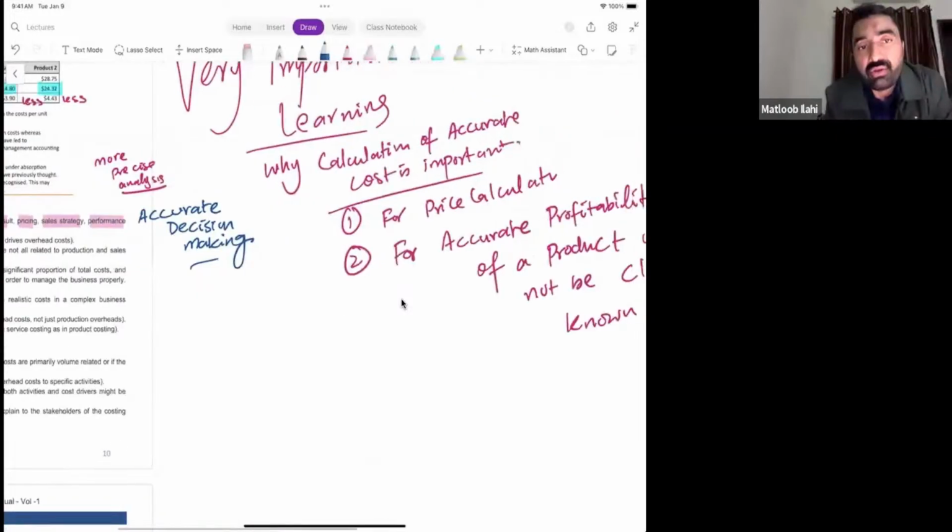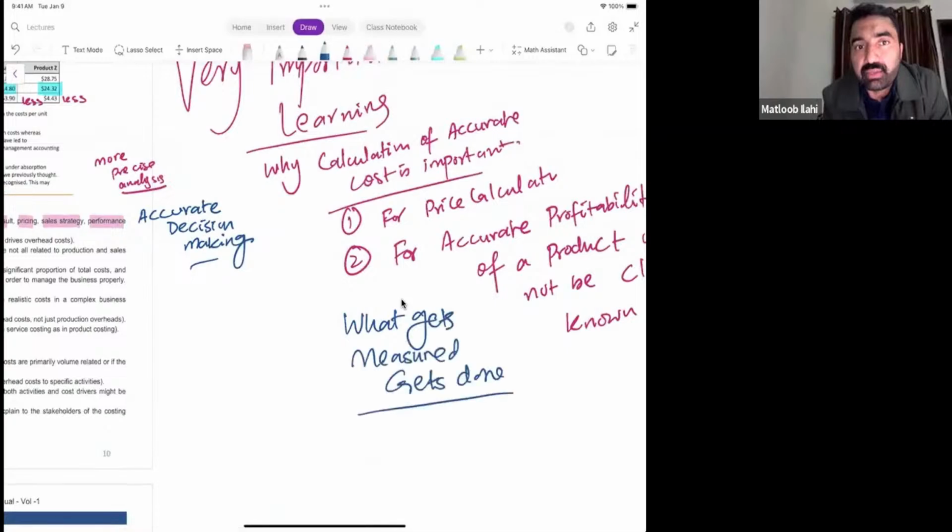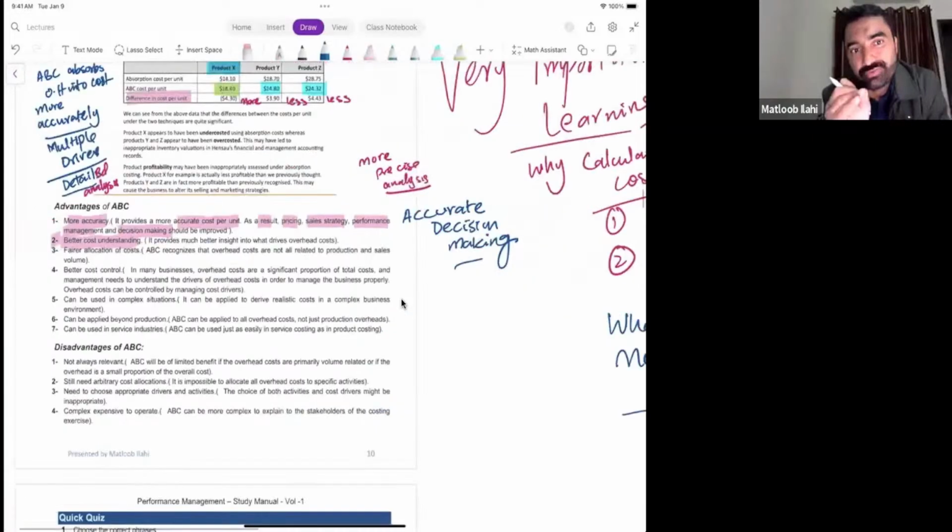Number three is fairer allocation of cost. The more you know, the better way to allocate the cost. Number four, yes, you know with all the overheads, because now you have the knowledge of cost drivers. Number five, can be used in complex situations like complex manufacturing, complex products. Number six, can be applied beyond production. Yes, can also be used for non-production as well.